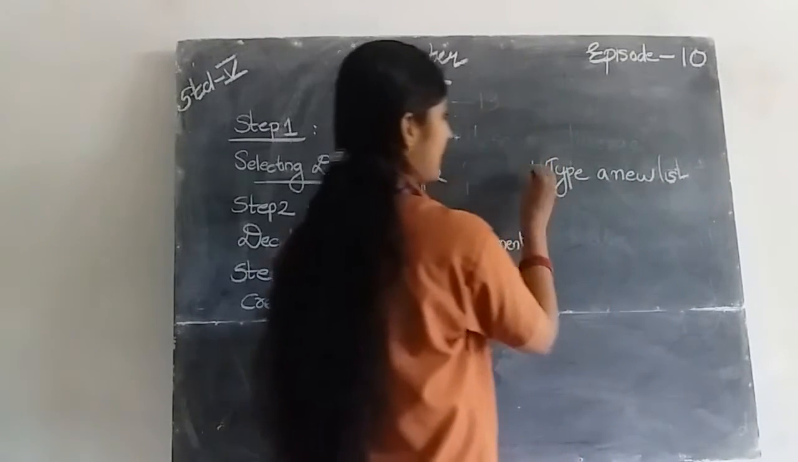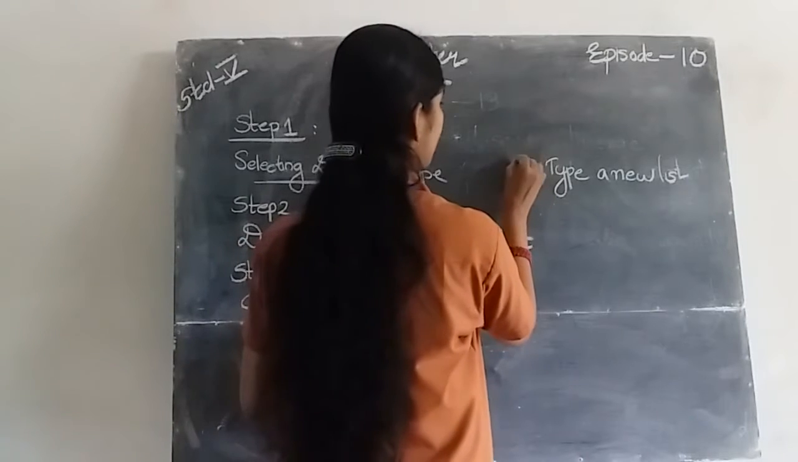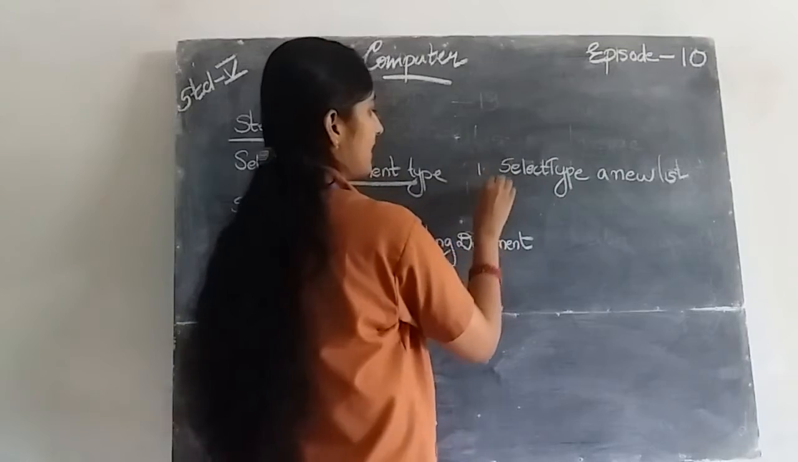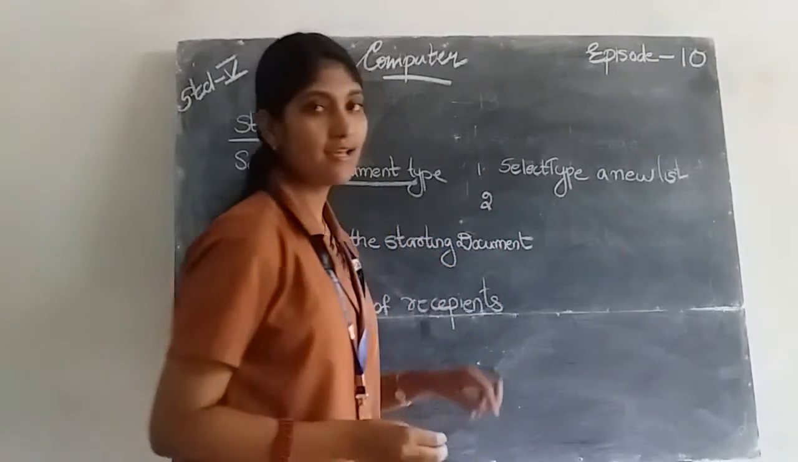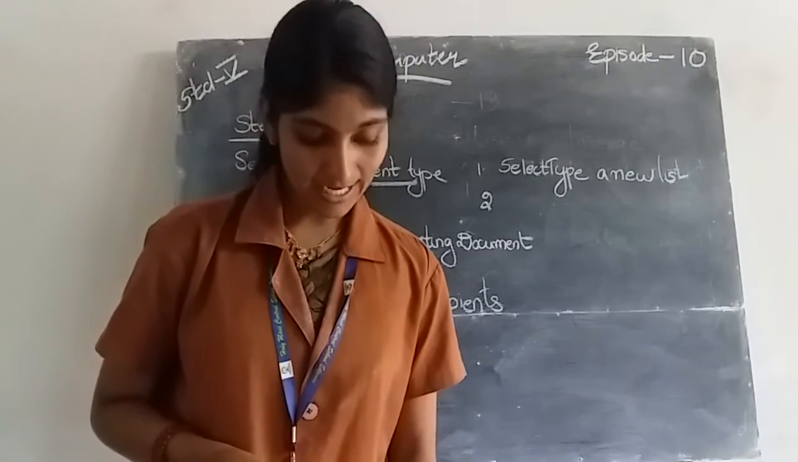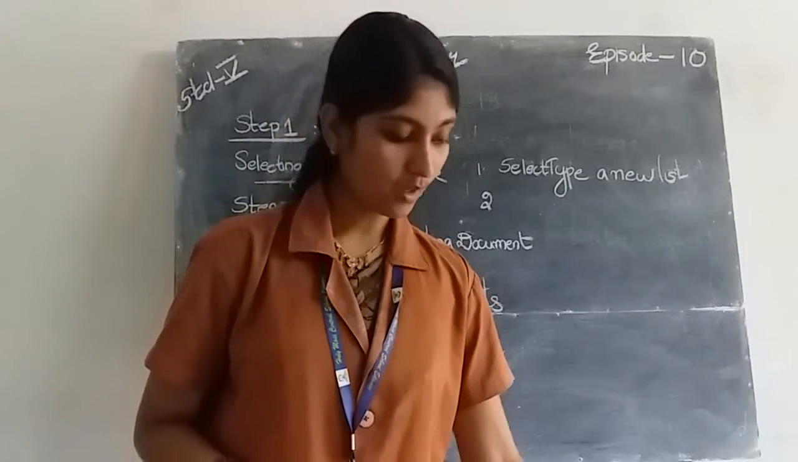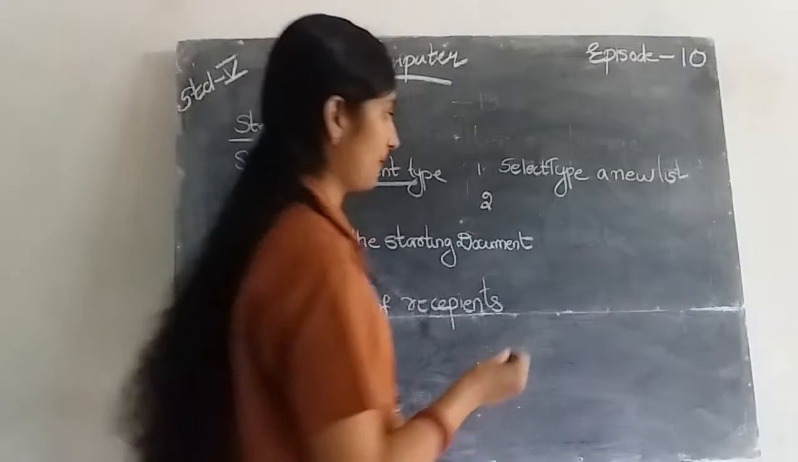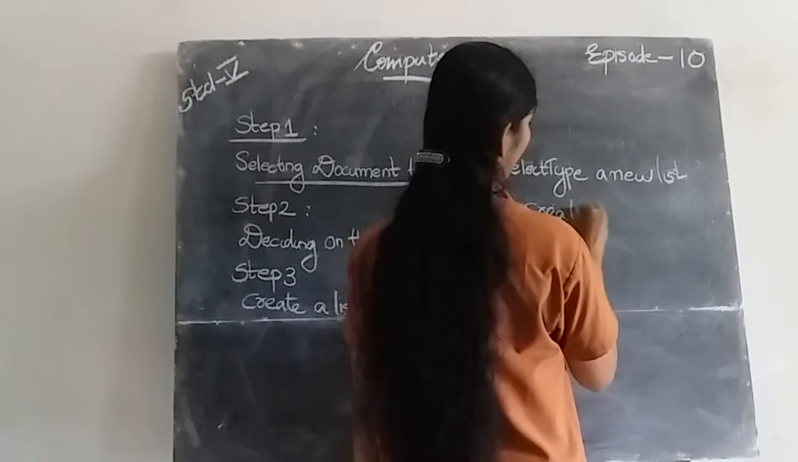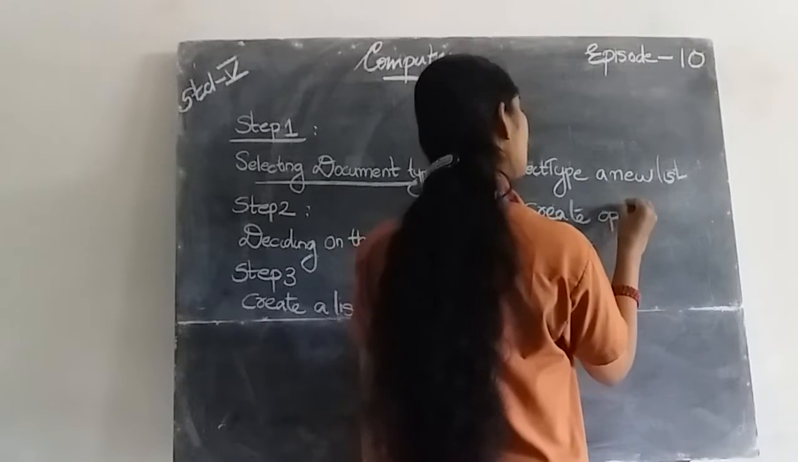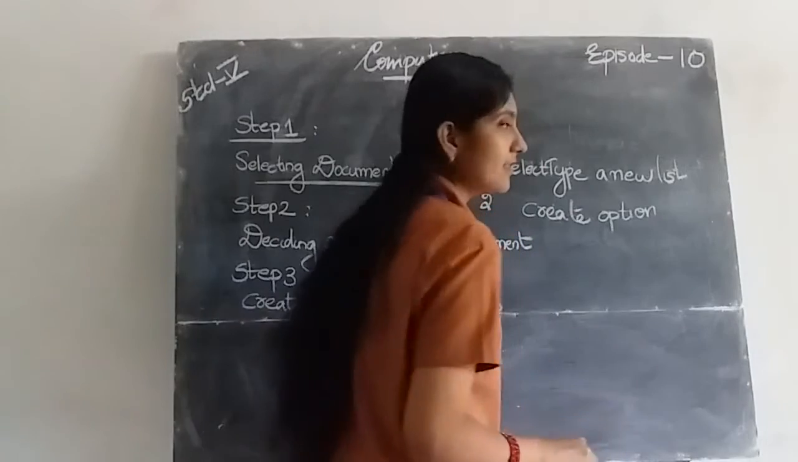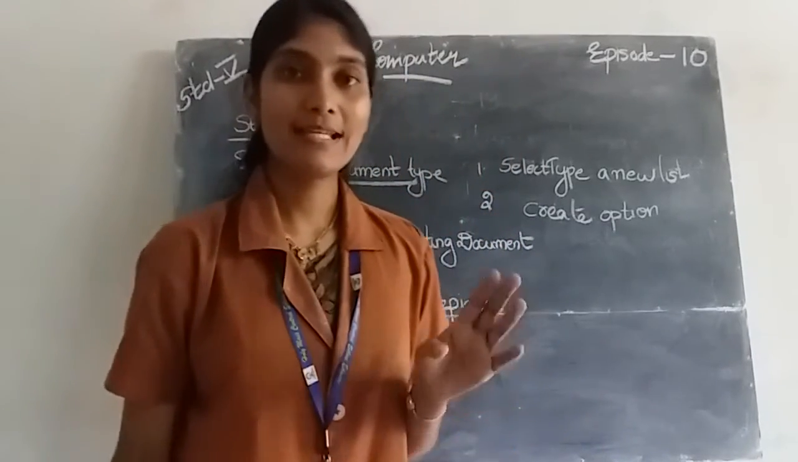Below this, select type a new list, and then the second option, there is an option named Create. So click on the Create option.